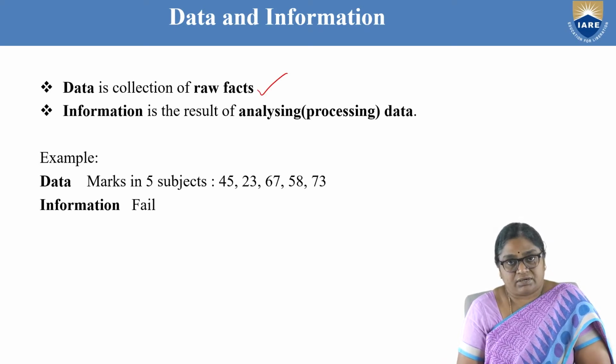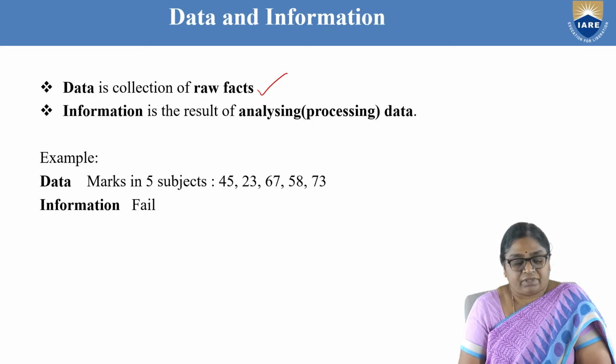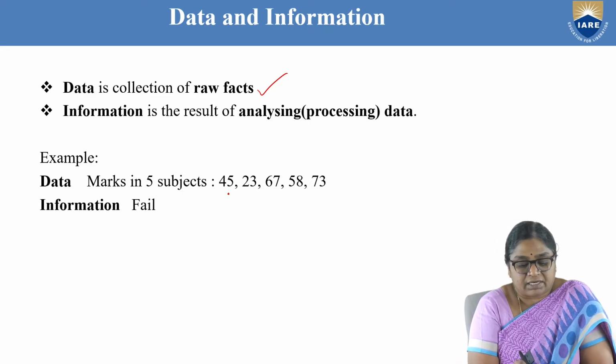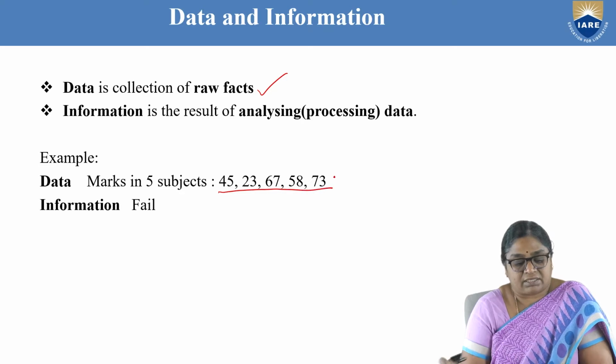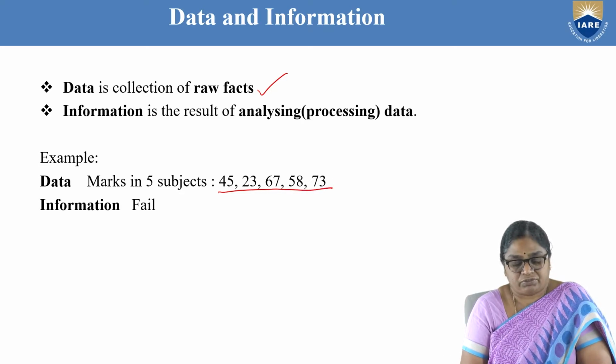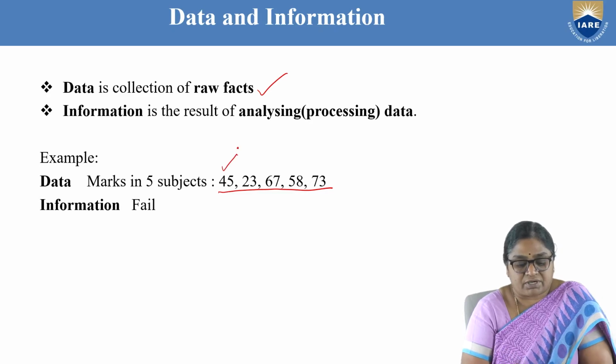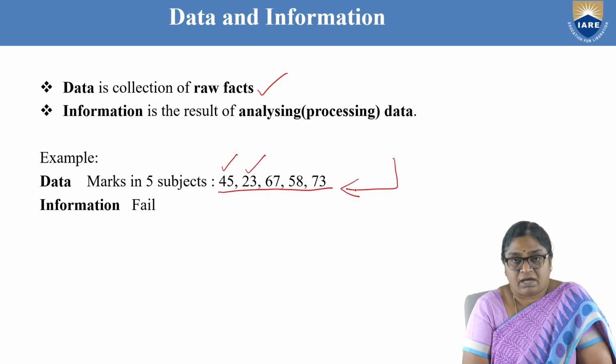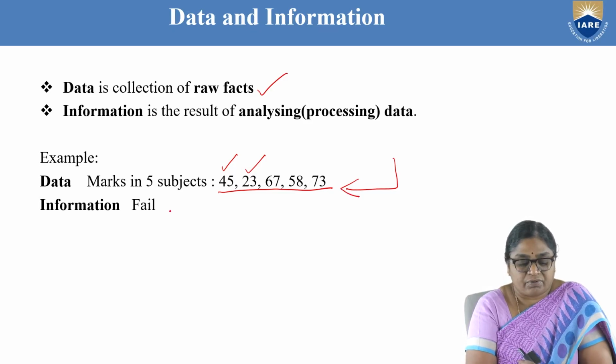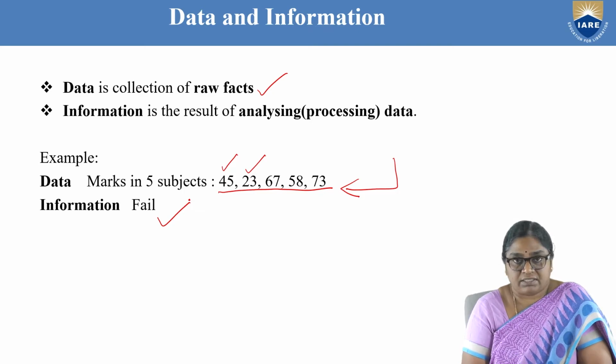Now, let us try to understand what is information. Information is the result of analyzing data. That is nothing but processing data. Here, we are collecting the marks in 5 different subjects of a student. The marks obtained in the first subject is 45, second is 23, and so on and so forth. And to announce the result, we need to process this data. Unless and until we process the data, we cannot announce the result.